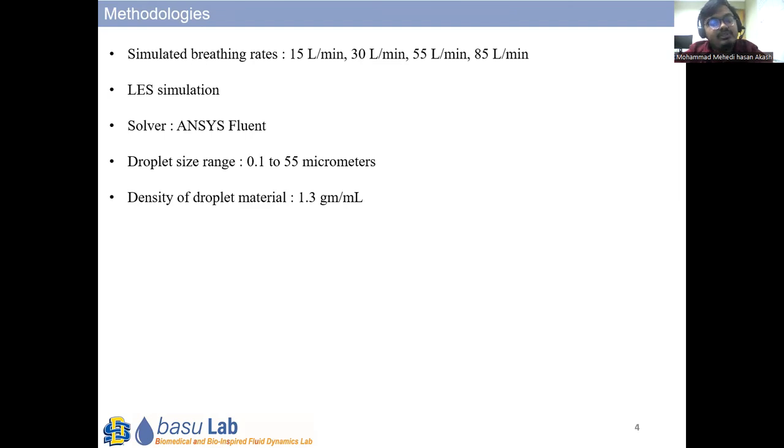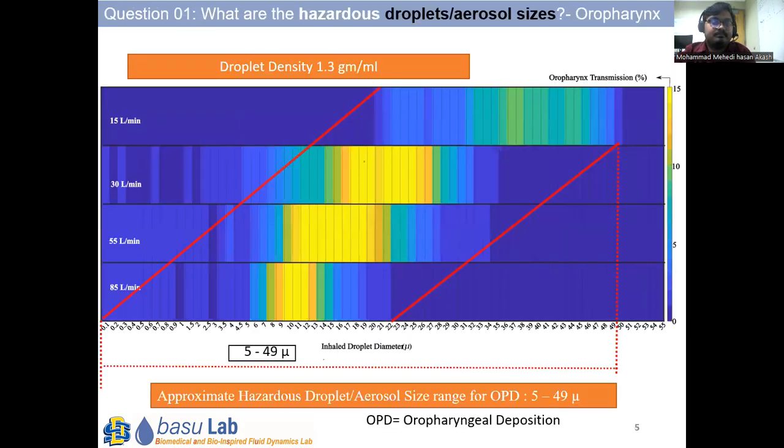All the airflow simulations ran as LES, and we used ANSYS Fluent as a solver. Against the simulated breathing rates, I tracked droplet sizes ranging from 0.1 to 55 microns. I selected these particle ranges and inhalation rates from our previously published work on the SARS-CoV-2 virus. The density of the droplet material is 1.3 gram per milliliter, which is slightly heavier than the density of water, as these are the dehydrated respiratory ejected droplets from infected persons.